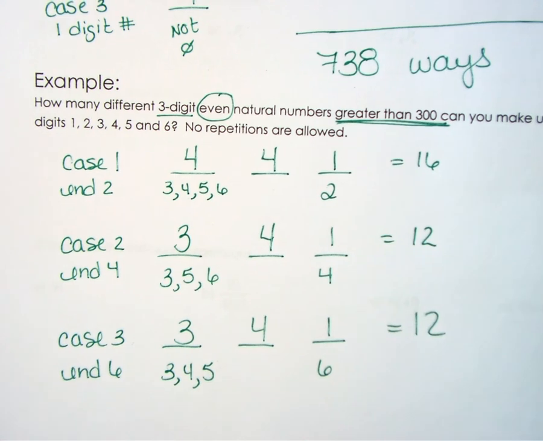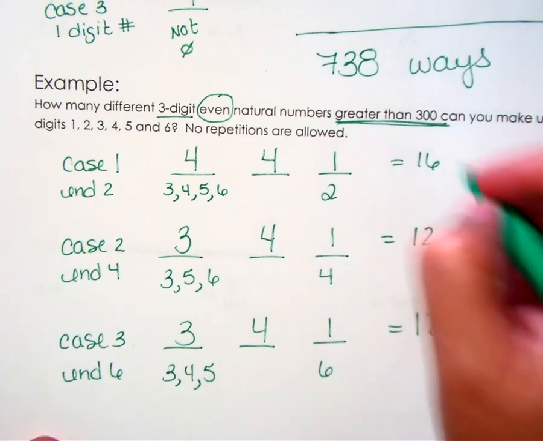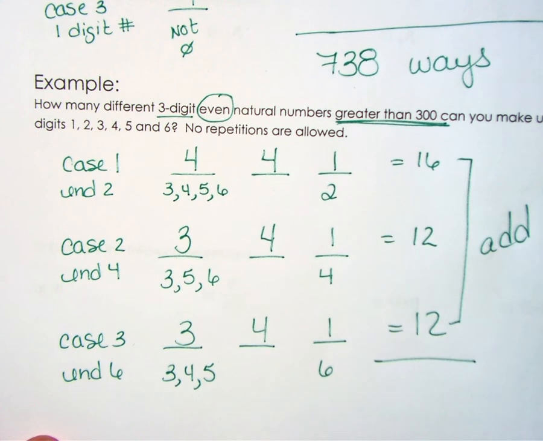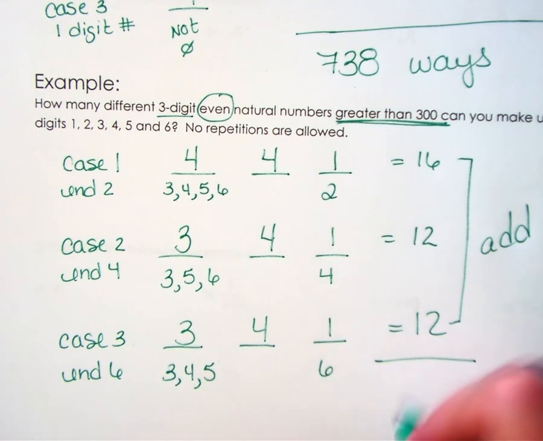So what can go on this line? And what do we do with our cases? Add them. 24 plus 16? 30, 40.